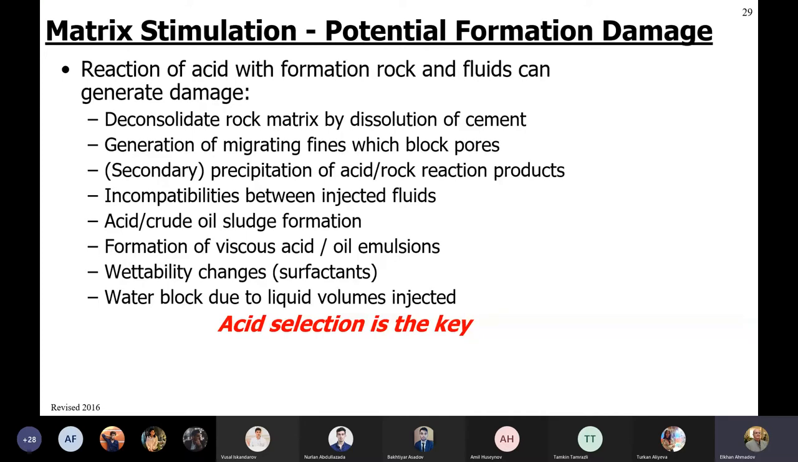The same with the incompatibilities between the injected fluids and also reservoir fluids. So it might again cause precipitations. It might cause emulsions created. For example, acid and crude oil may react or get in contact, they may form a sludge, which is very high viscosity amorphous kind of substance, and that will also be plugging or reducing the mobility of the oil, and probably relative permeability also will be affected.